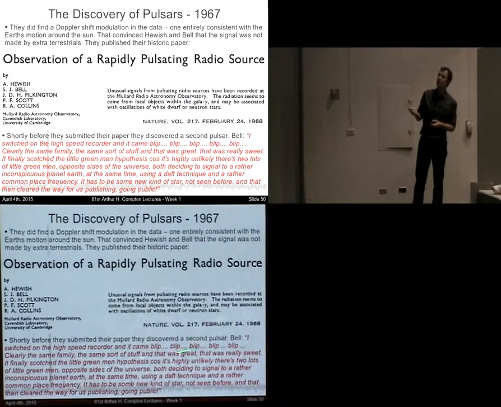This is an excerpt from Jocelyn Bell. "I switched on the high-speed recorder, and there it came, blip, blip, blip, blip. Clearly the same sort of stuff, and that was great. It was really sweet. I finally scotched the little green men hypothesis because it's highly unlikely there's two lots of little green men on opposite sides of the universe, both deciding to signal a rather inconspicuous planet Earth at the same time using the same daft technique and a rather commonplace frequency. It has to be some new kind of star not seen before, and that cleared the way for us to publish and go."